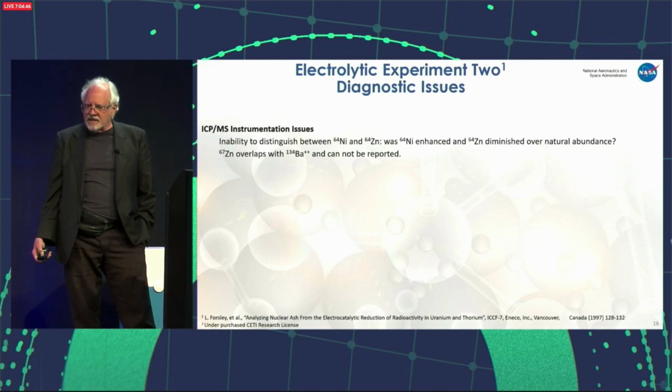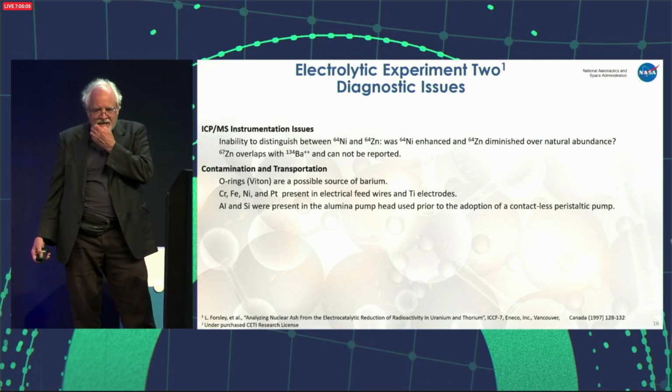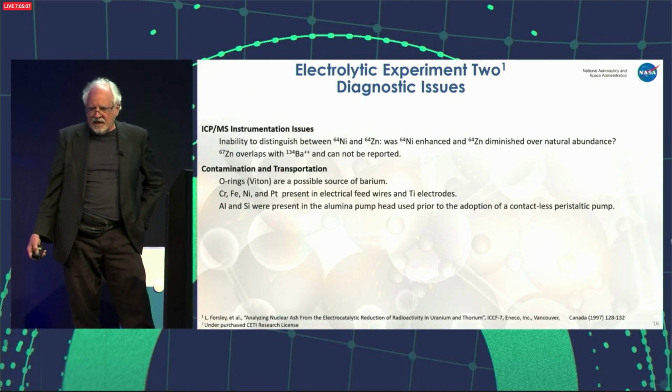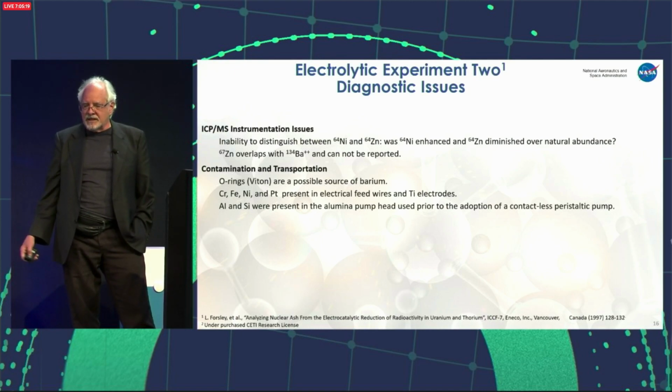So some of the diagnostic issues: the inability to distinguish between nickel-64 and zinc-64. Did we enhance the nickel at the expense of zinc? We don't know. Furthermore, zinc-67 overlaps with doubly charged barium-134, so we can't report that. And contamination and transportation. EarthTech down in Austin, Texas had noted that O-rings, which are Viton, are a possible source of barium. And chromium, iron, nickel, and platinum were all present in the electrical feed wires and in the titanium electrodes.